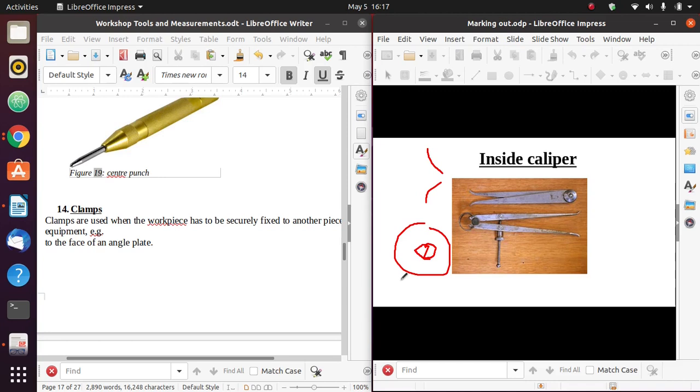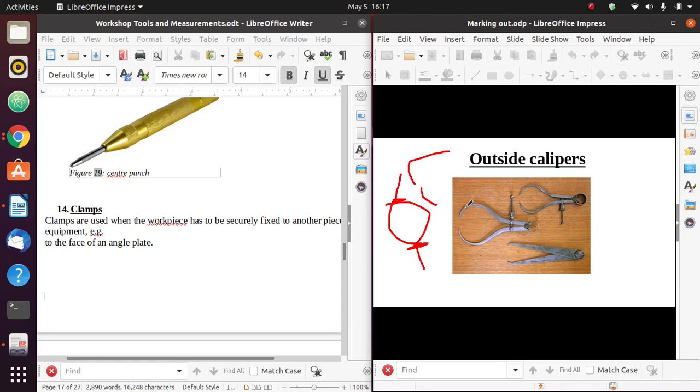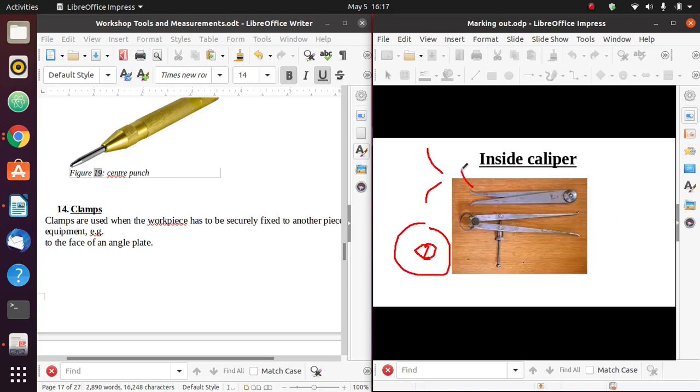So we have outside calipers, we have inside calipers. The outside caliper we use to measure the outside diameter and outside dimensions of a pipe or a round object. And the inside caliper we use to measure the internal dimensions of a round object. The shape of these legs will help you know which one is the inside and which one is the outside. For the outside, the legs face each other, curved inside. For the inside, the legs are facing away from each other.